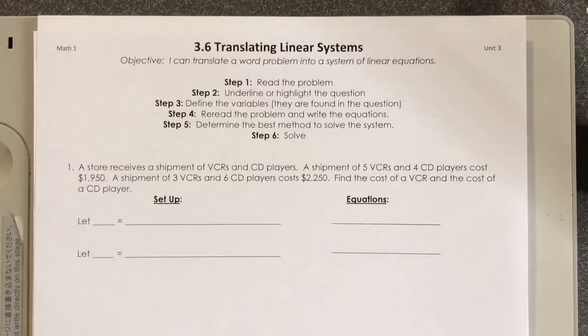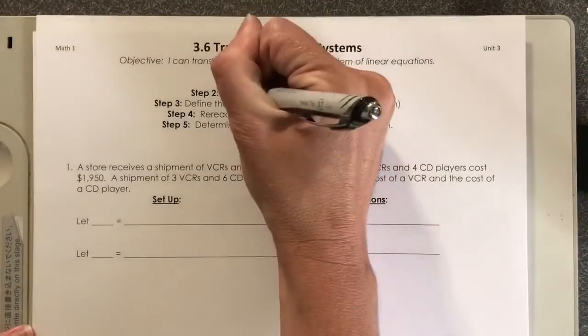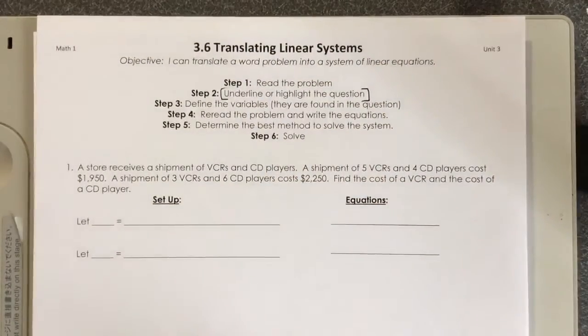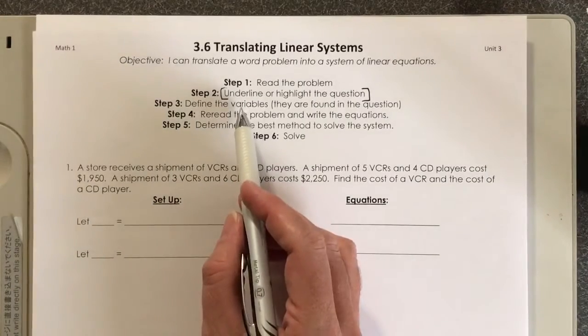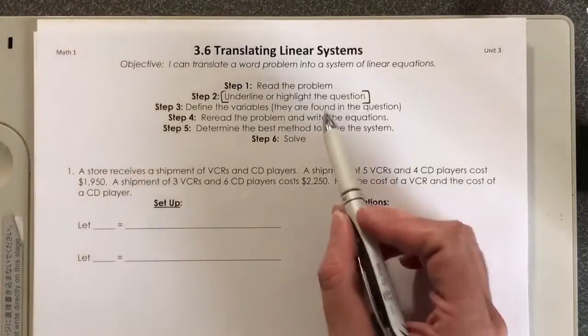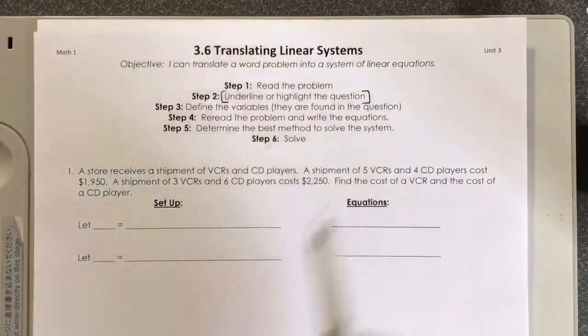And our first step is to read the problem. You always want to make sure you read the problem and understand what it's asking. Okay, so after I read the problem, then I underline or I highlight, or I actually like to use brackets. I put brackets around the question. That question is important because within that question is going to be where you define your variables. My variables is, hey, what am I trying to figure out here? What's my unknown value? So step 3 is to define the variables, and they're found in the question.